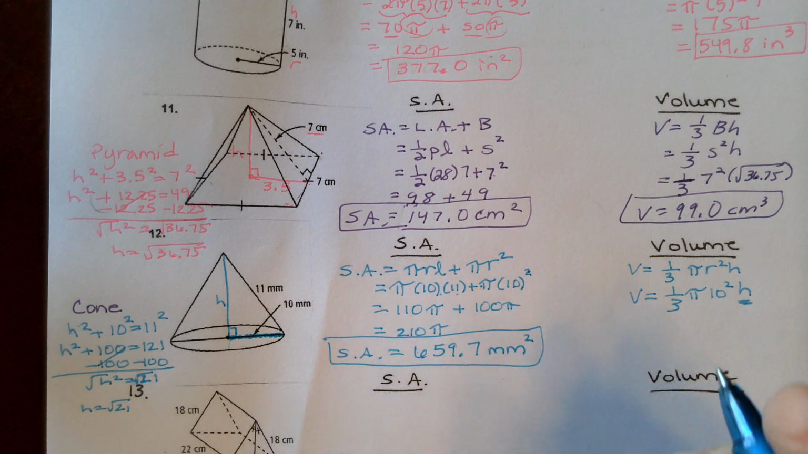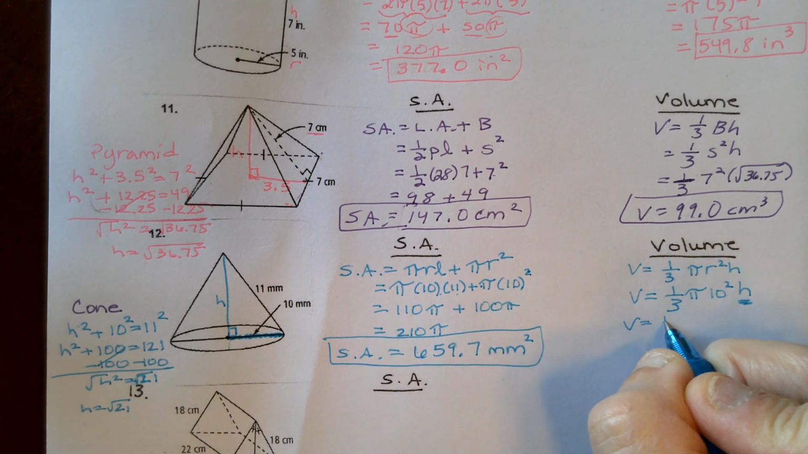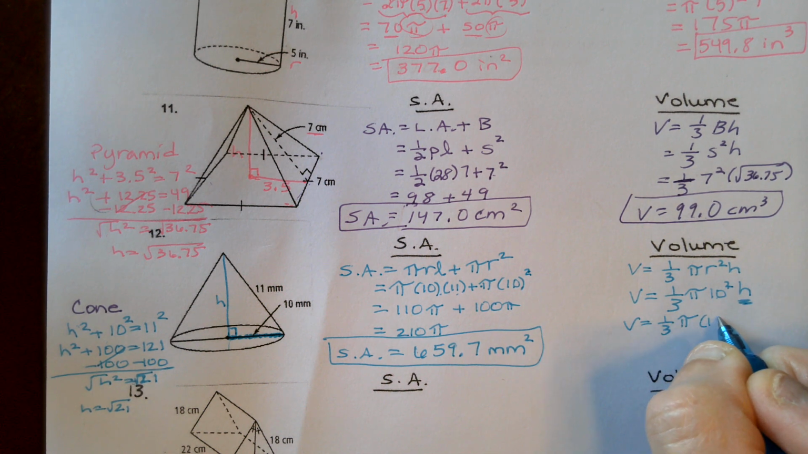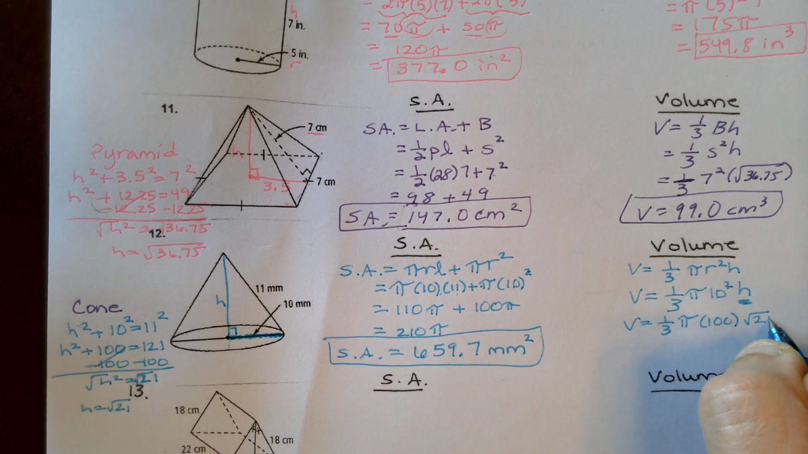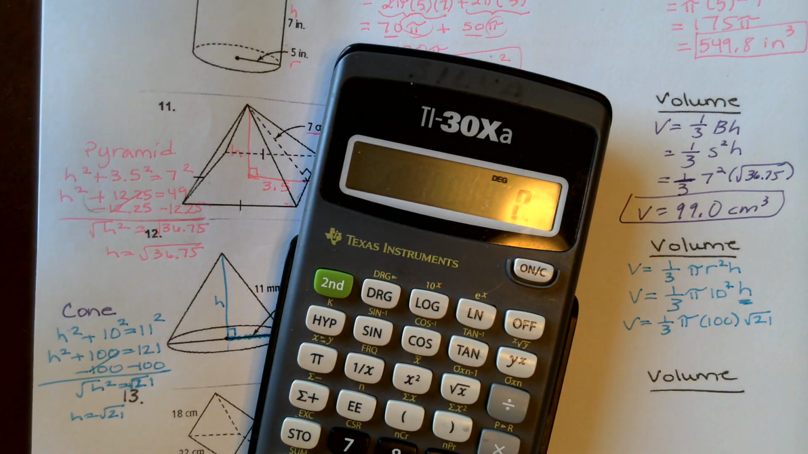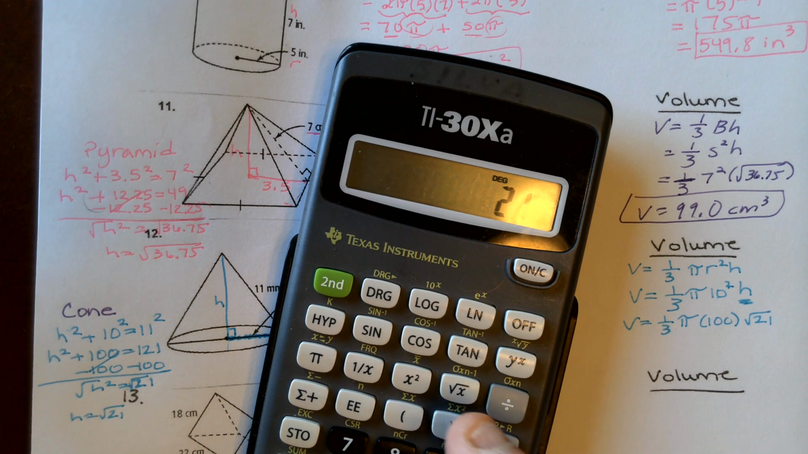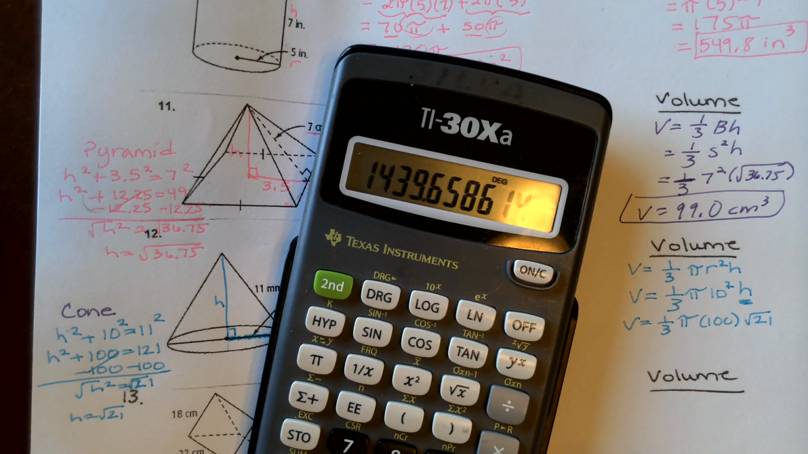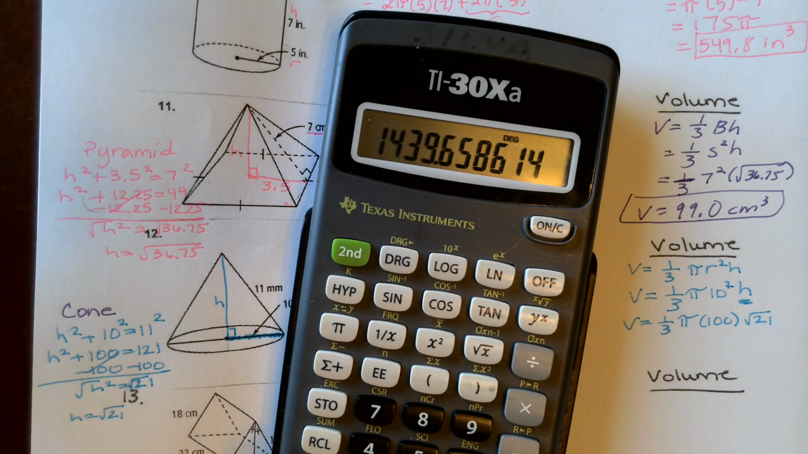Again, I'm not going to plug it in right now. I'm just going to write this down so I have it. I can do 10 squared. That's 100. That comes out nice. And the square root of 21. I'm going to grab the calculator and do the square root of 21 times 100. There's no adding or subtracting, so I can do it in any order I want. Times pi times 1/3.